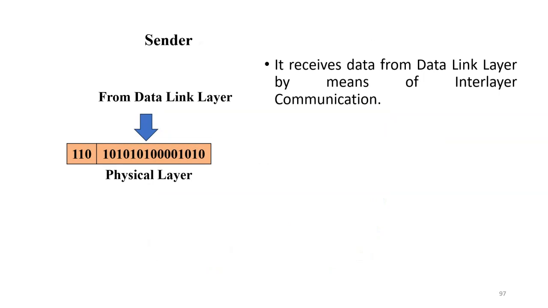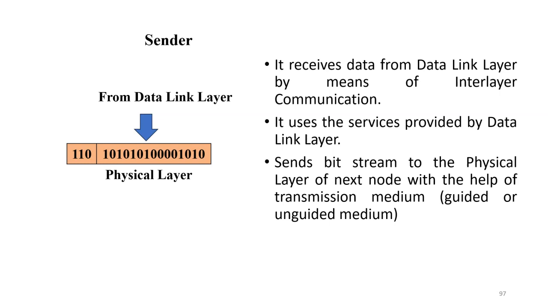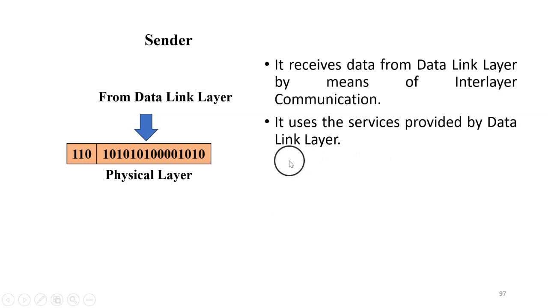Means we can say at sender side, physical layer receives data from the data link layer by means of interlayer communication. Means physical layer uses the services provided by data link layer, which is upper layer. And here, after receiving data, physical layer adds its own information in the form of header. Now header in the physical layer is represented in the form of bits. So this is header associated with physical layer. This one is the data one associated with the physical layer.